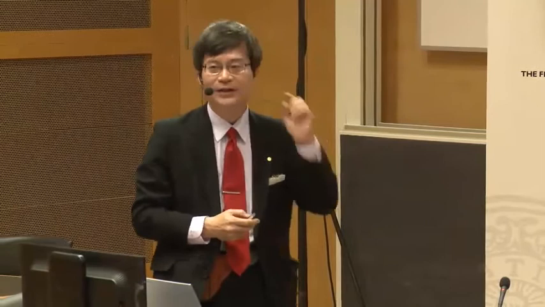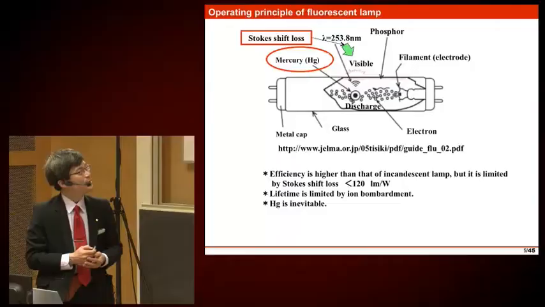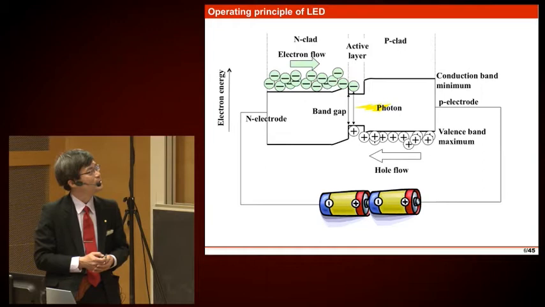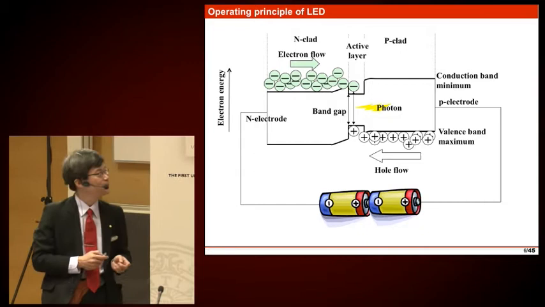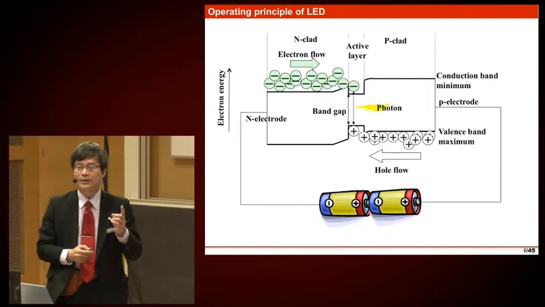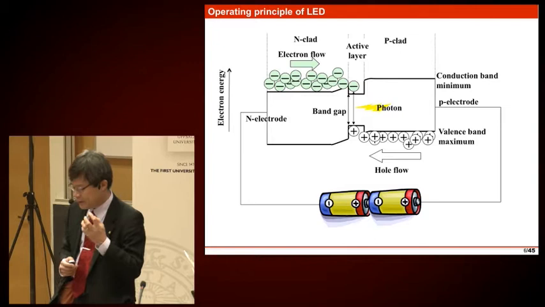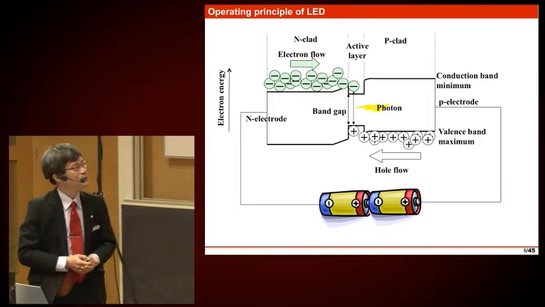In comparison, in case of LEDs, this is the transition inside the semiconductors. And basically, no energy loss mechanism, except for the Joule loss. So that's why LEDs are thought to be the most promising method of the future lighting source.